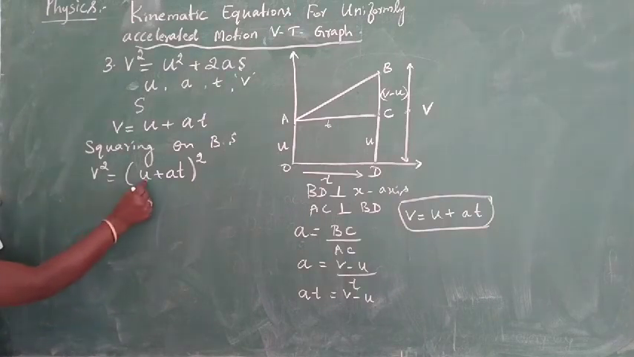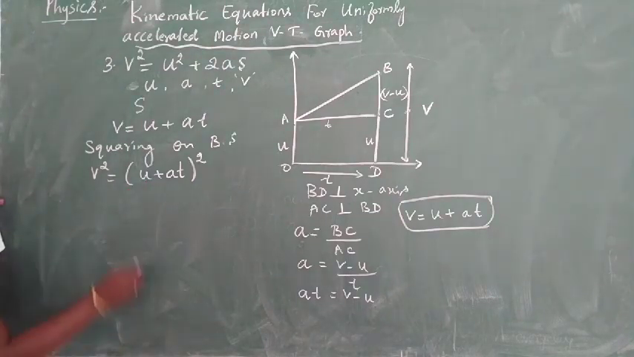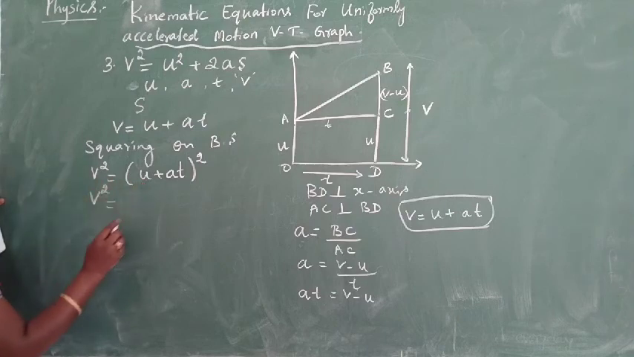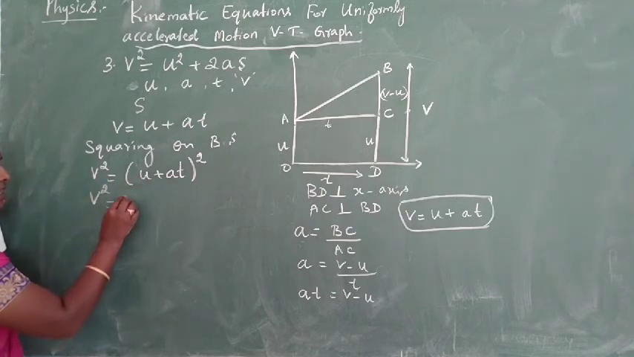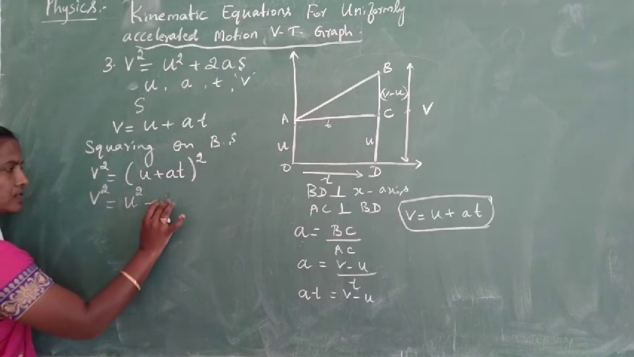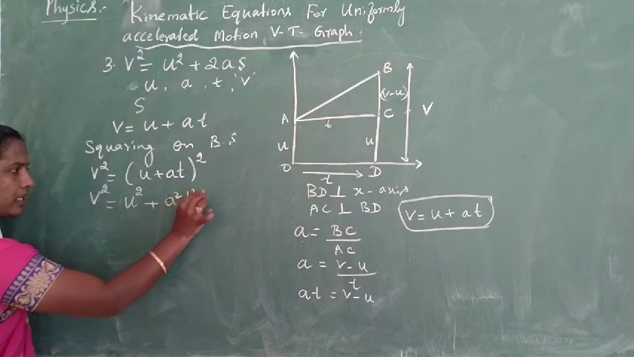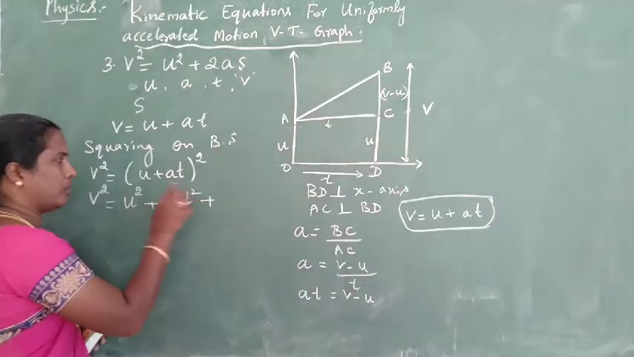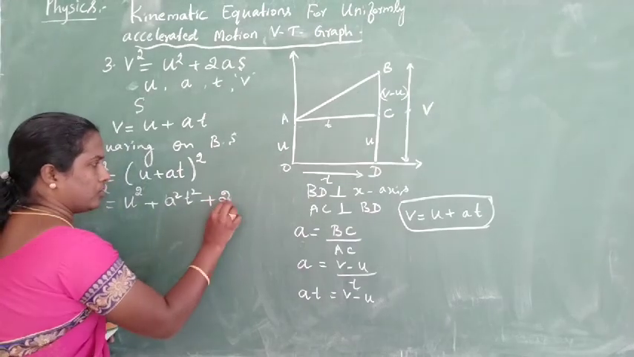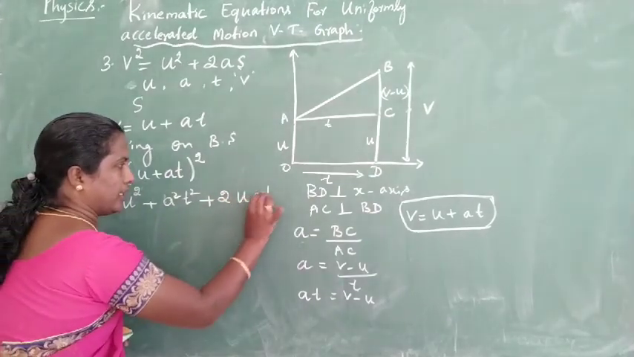So this is the a plus b whole square formula. We know that a plus b whole square is equal to a square plus b square plus 2ab. So we will expand this. That is u square plus b square, which is a square t square, plus 2ab, where a is u and b is at. So I can write 2 into u into at.